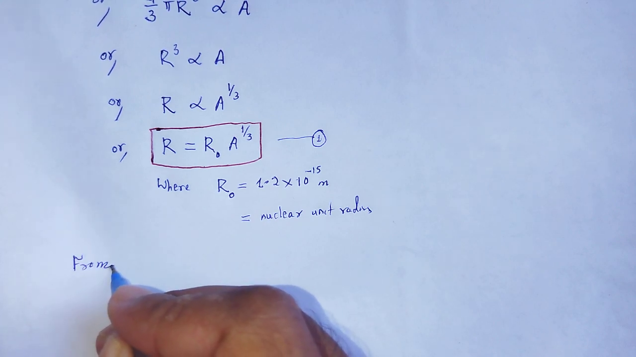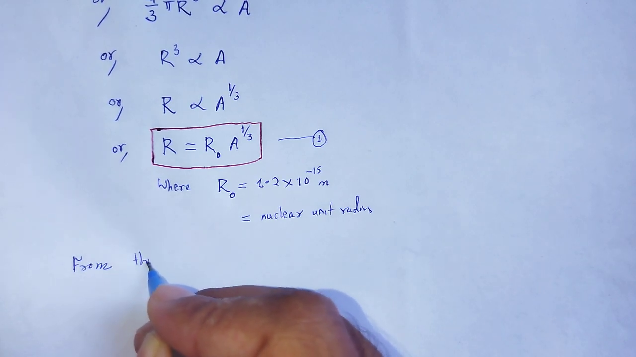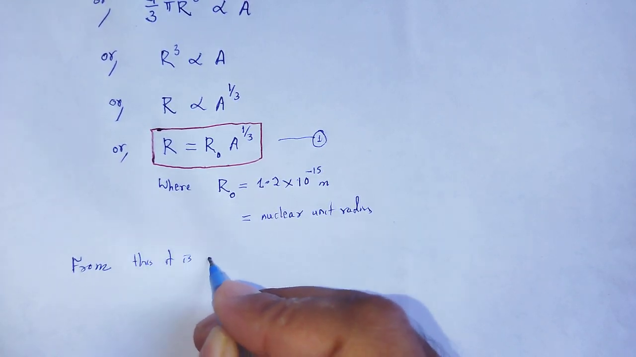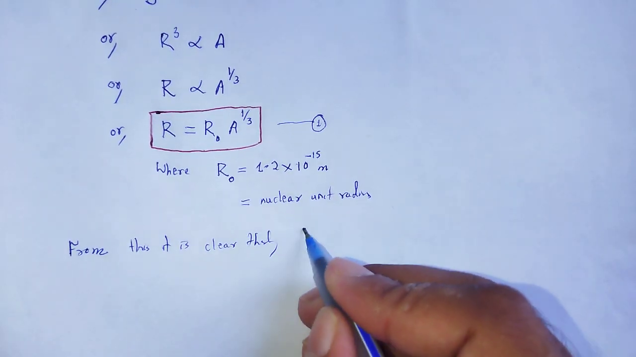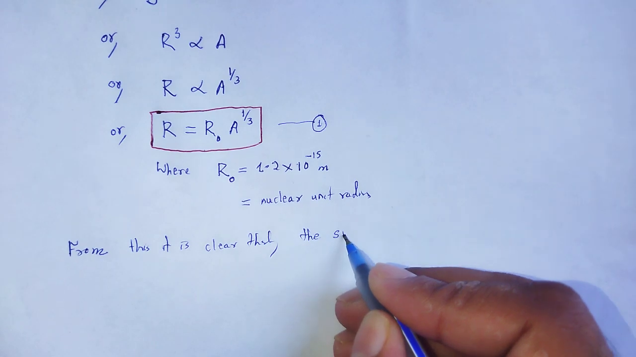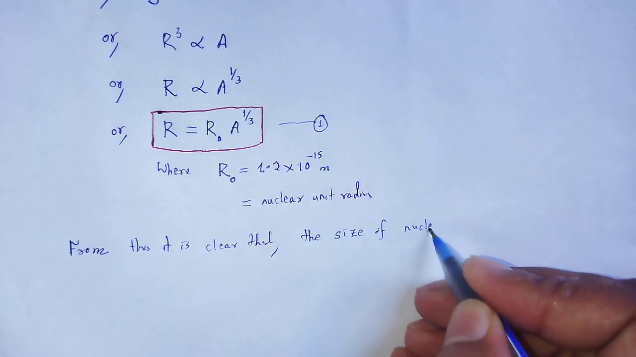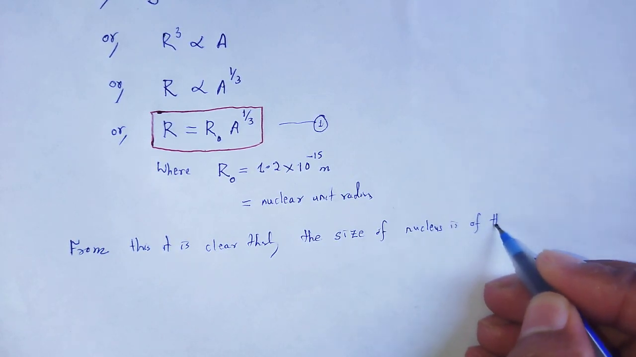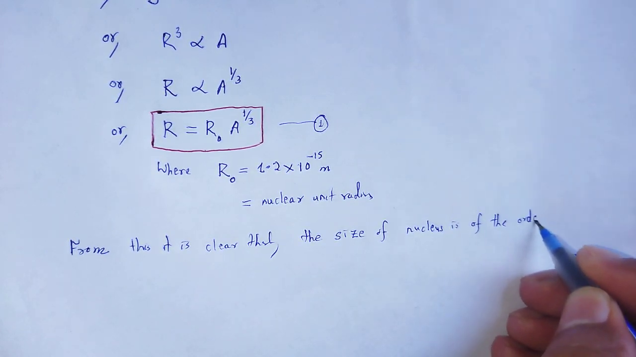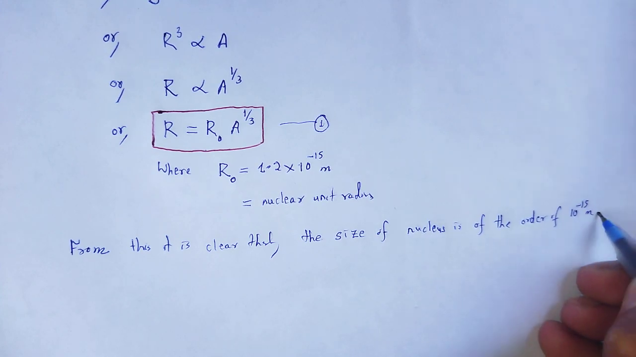From this it is clear that the size of the nucleus is of the order of 10 to the power minus 15 meter.